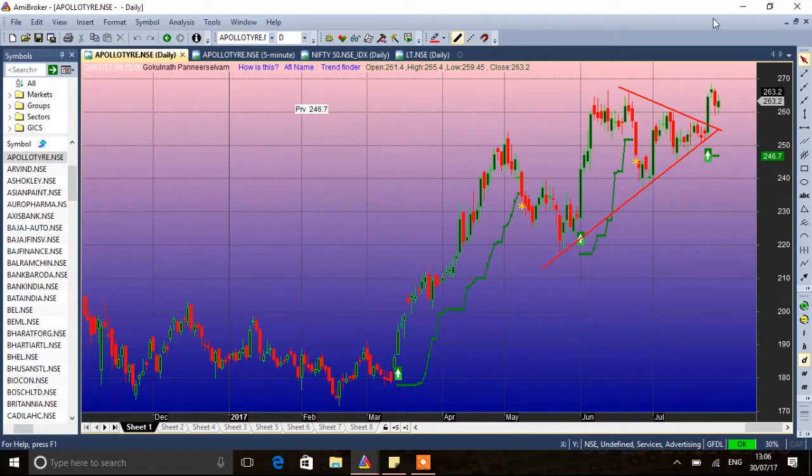So now this is my laptop. I have installed this Amibroker software. Here I'm going to use daily charts to identify the trend of the stock, and I have some pre-selected stocks, somewhere around 160 stocks. I pre-selected these stocks and I monitor and trade only with these stocks.